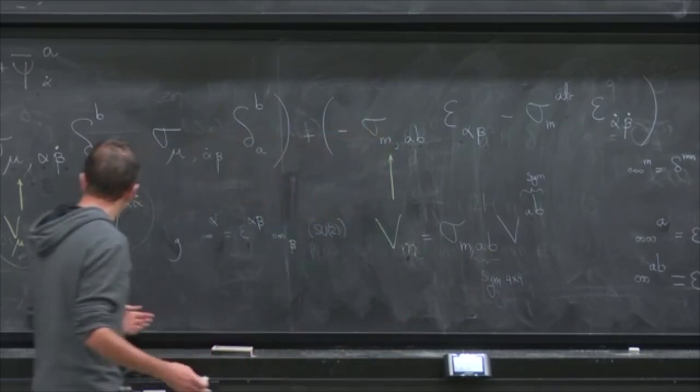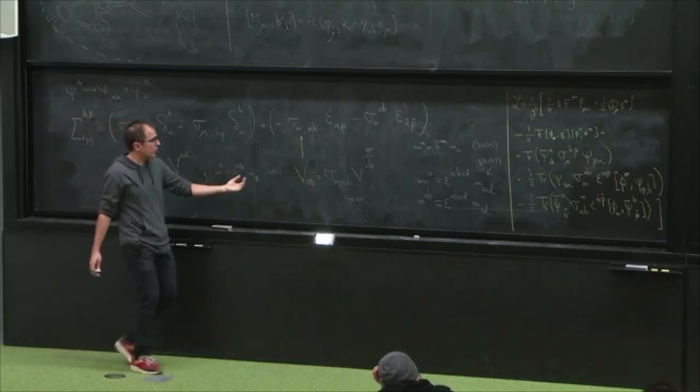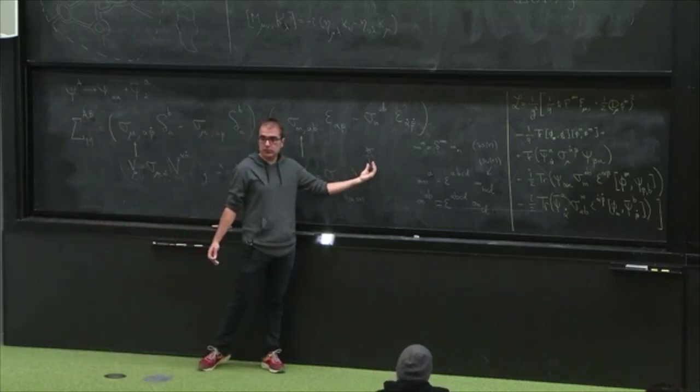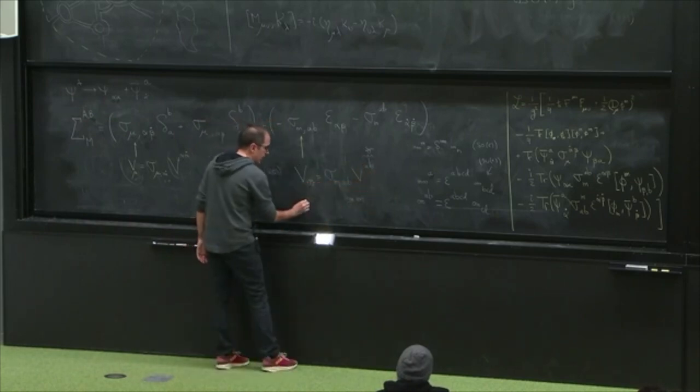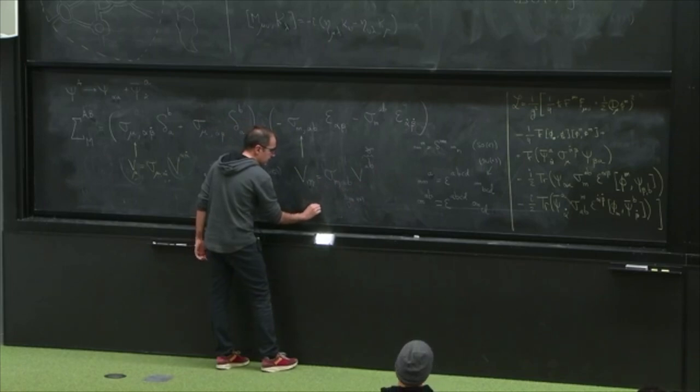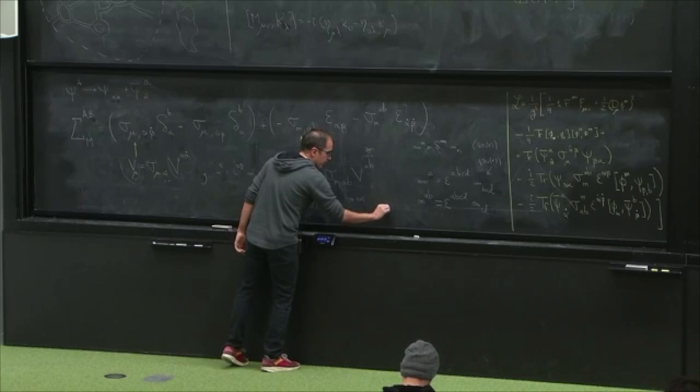And this is a way of going from SO4 to SU2 times SU2. This is a way of going from SO6 to SU4. Just SU4, not SU4 times SU4, just SU4. Right? So this is the translation, how I convert things from SO6 indices to SU4 indices, if I want.